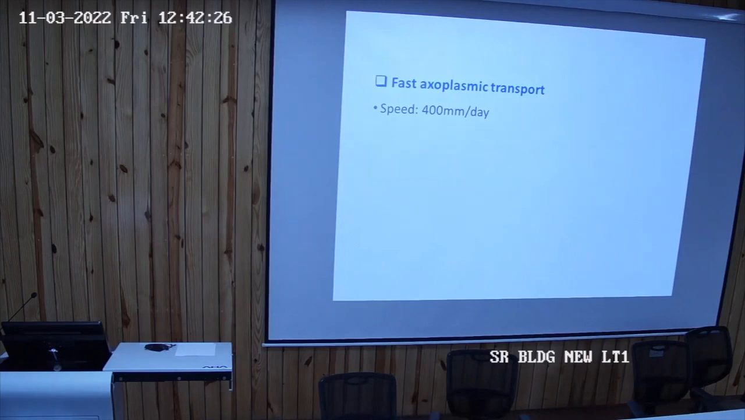Slow is 0.5 to 2 millimeter per day, and this is supported by a tubular protein. I told you about microtubules, so what do microtubules do? They also give structural support, and they also help in the transport of protein. So this tubulin is a type of microtubular protein. Okay, so in fast axoplasmic transport the microtubule protein participates, that is called tubulin. Okay, what is the fast transport of? Like the organelles, and the vesicles.